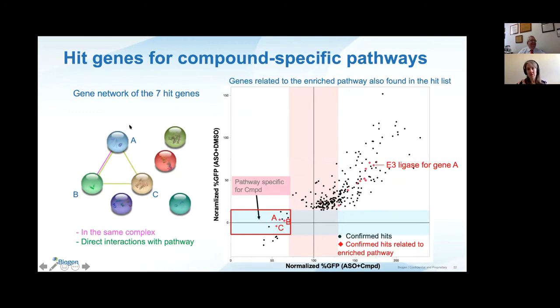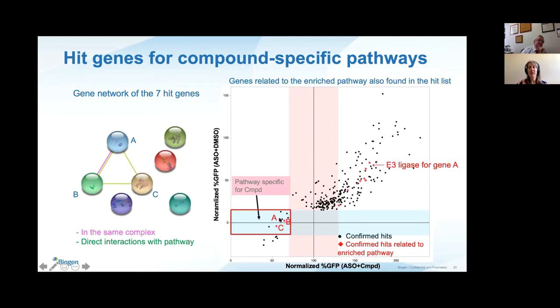all of which are interesting, but there were these 3 that actually were tightly related. A and B are actually part of the same complex, and then C was known, well documented in the literature, to have direct interactions with this pathway. And in this graph here on the right, I've actually colored the confirmed hits related to this pathway in red, and you can see that there's actually hits over here in the general ASO region, including, very interesting, an E3 ligase for gene A, which kind of makes sense, right?